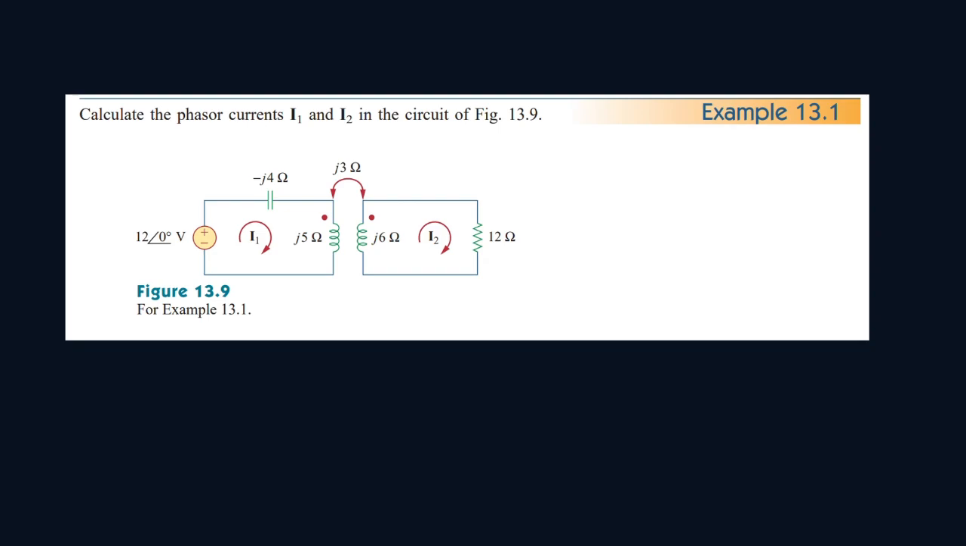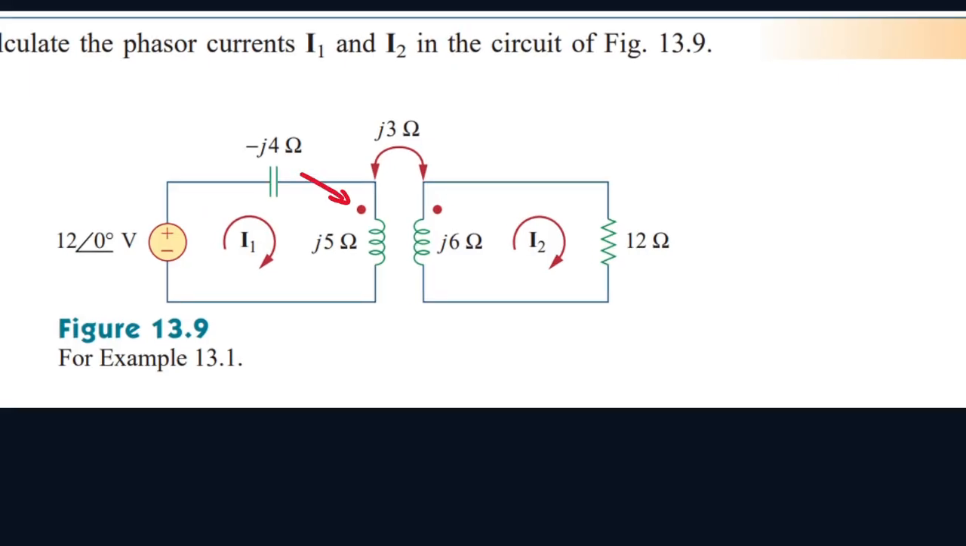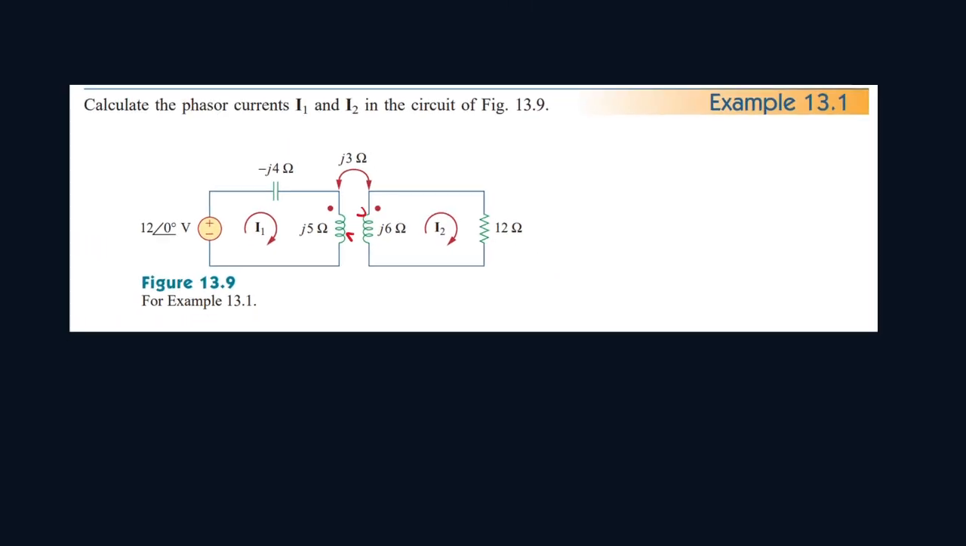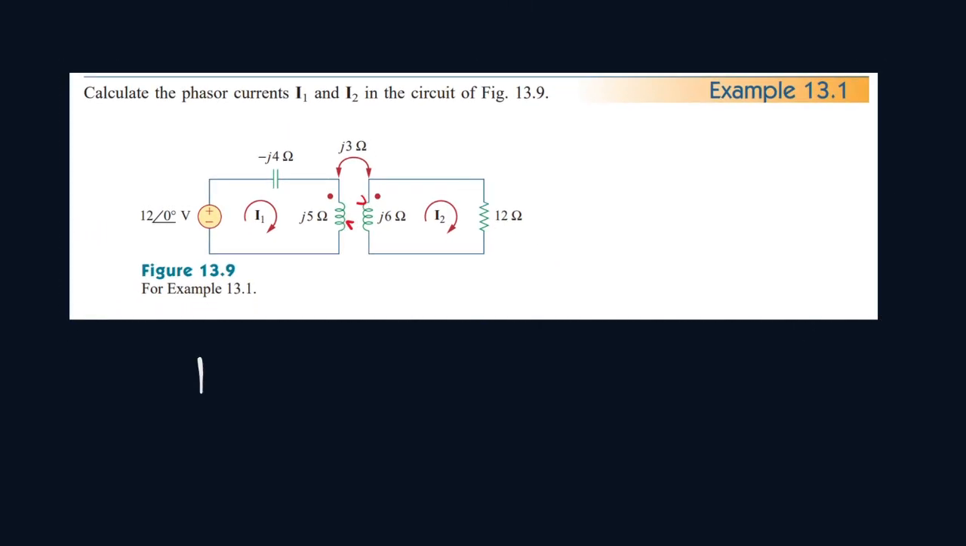Okay, so we have this mutually inductive circuit here. First thing is we're going to pay attention to these two dots. There's a mutual inductance between these two coils of 3j ohms. So what we're going to do is rewrite the circuit.